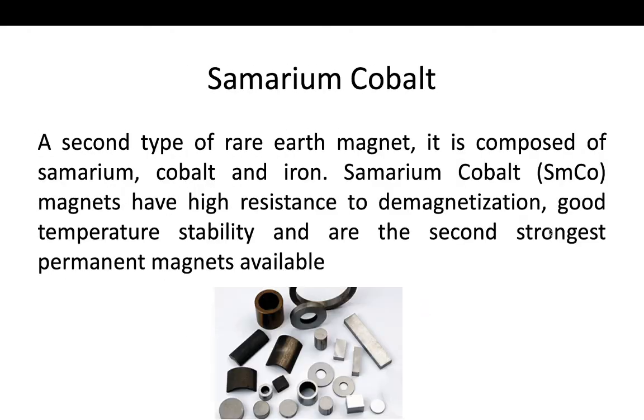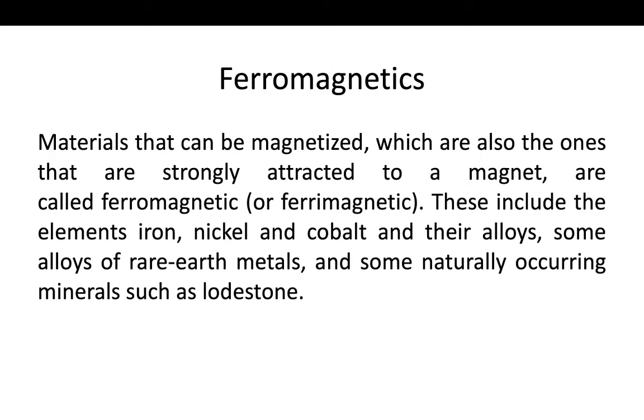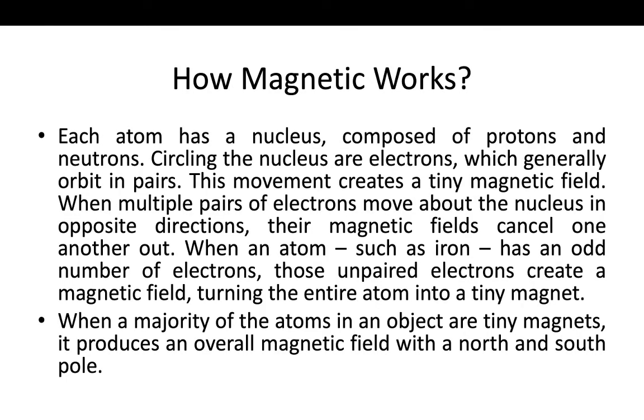So in today's lecture we have covered what is a magnet. It is a simple material which produces a magnetic field. And what are ferromagnets, which are attracted towards the magnet. How a magnet works: there is a nucleus inside it, electrons are revolving around it, and this type of motion creates the magnetic field, and that is how a magnet works.